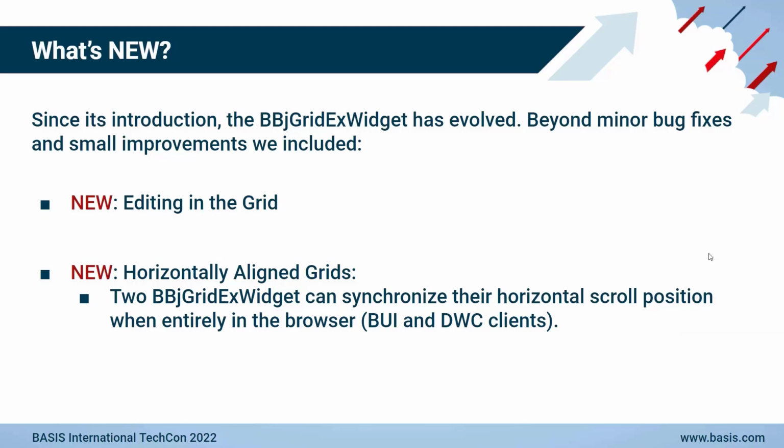A second feature we added recently for the browser-based clients of BBJ is the horizontally aligned scrolling of two separate grids, which is fully implemented as a client-side feature and does not produce any server round trips for optimal performance in thin client deployments.